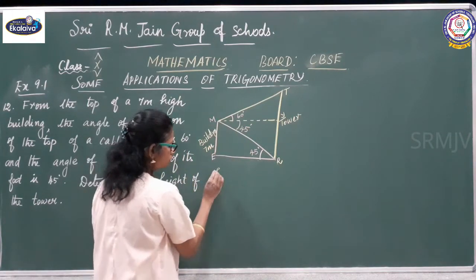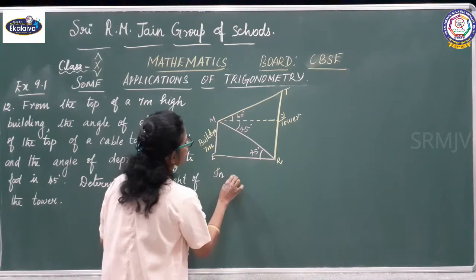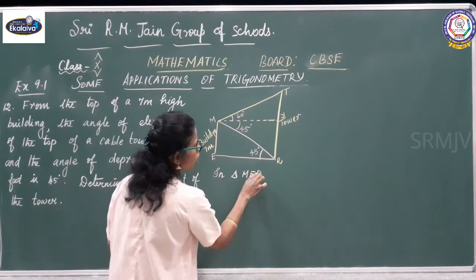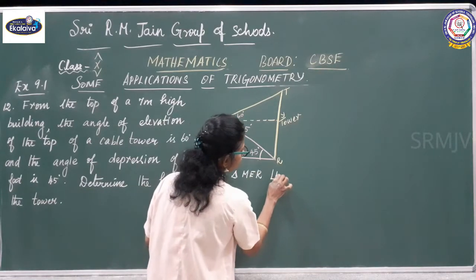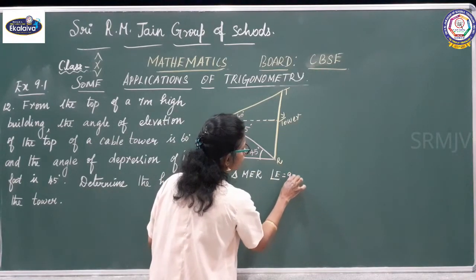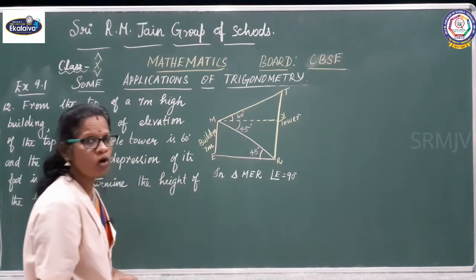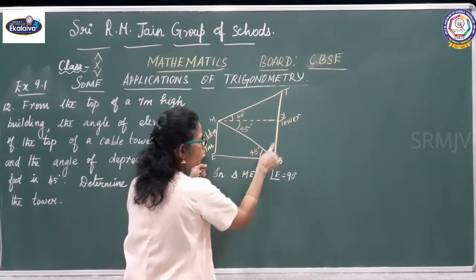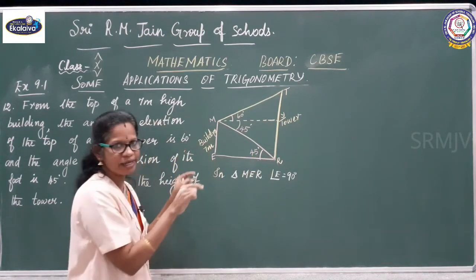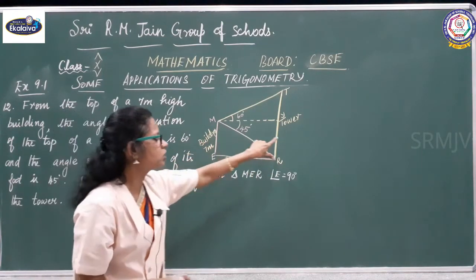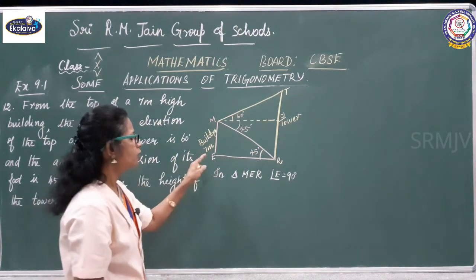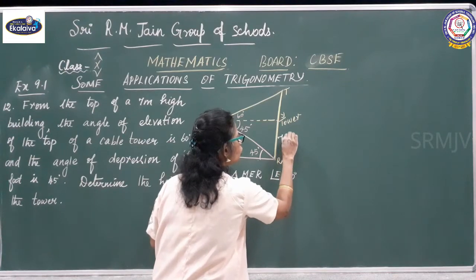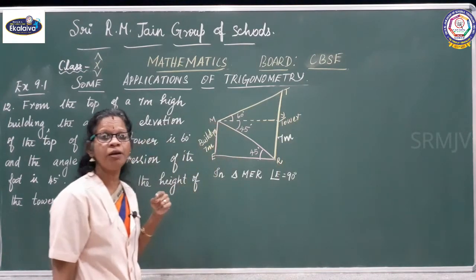First, in triangle MER, angle E equal to 90 degree. One thing you have to listen, children. M, Y, R, E looks like a rectangle. Opposite sides are equal. That means what is the position of YR? YR is also 7 meter.